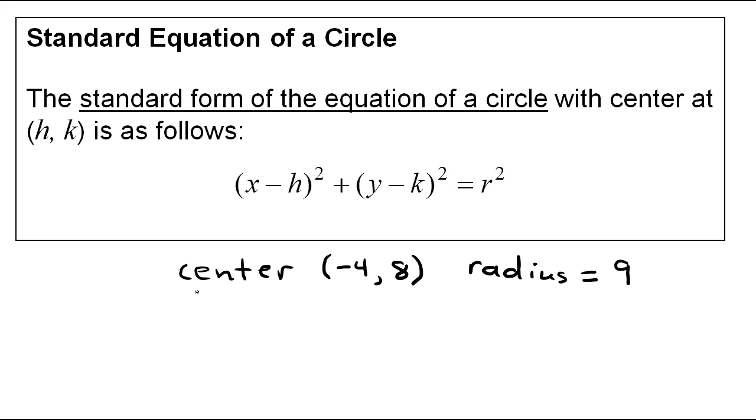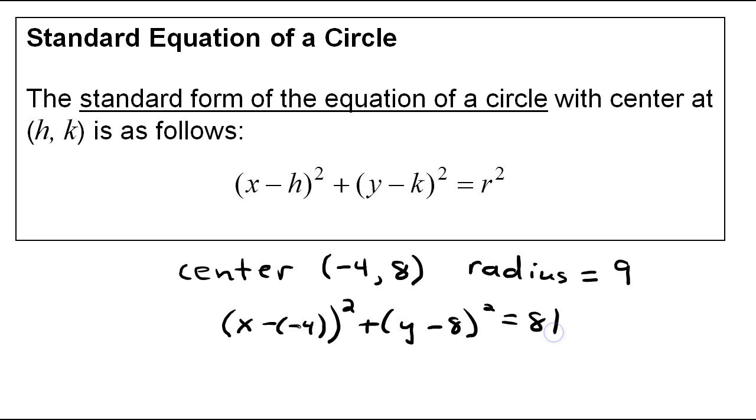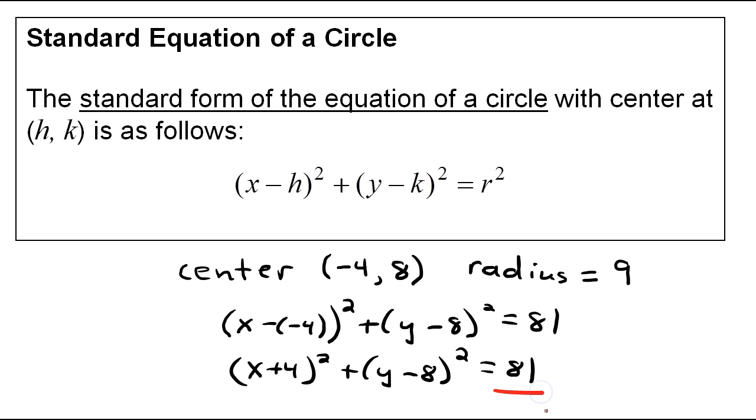Okay, let's say I tell you that the center of my circle is at negative 4, 8 and the radius is 9. Then I simply put it in the equation: x minus a negative 4 quantity squared plus y minus 8 quantity squared equals 81. Now when I simplify this, that turns into x plus 4 quantity squared plus y minus 8 quantity squared equals 81. Notice that the radius is squared to get the 81.